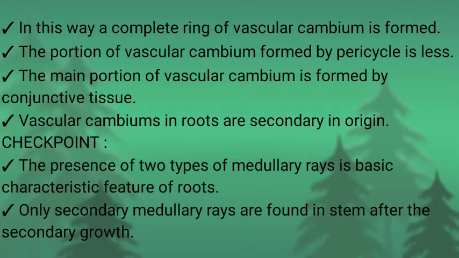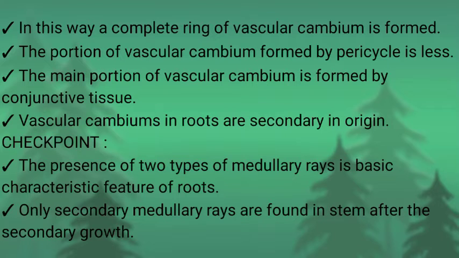The portion of vascular cambium formed by pericycle is less. The major portion of vascular cambium is formed by conjunctive tissue. The minor portion of vascular cambium is formed by pericycle. The main portion of vascular cambium is formed by conjunctive tissue. Vascular cambiums in roots are secondary in origin.